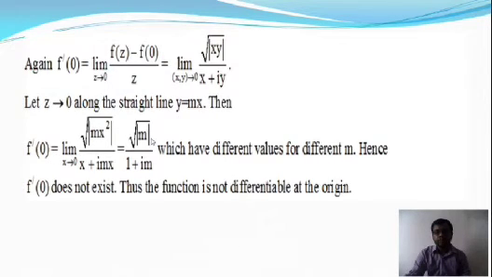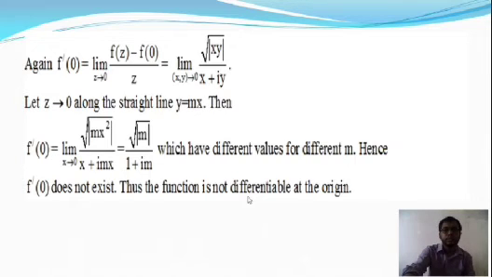So this is the test of existence. If for different values of m we get different limiting values of the function f dash 0, then I will say f dash 0 does not exist. Thus the function is not differentiable at the origin. And if the function is not differentiable at the origin, we say this function is not analytic at that point.